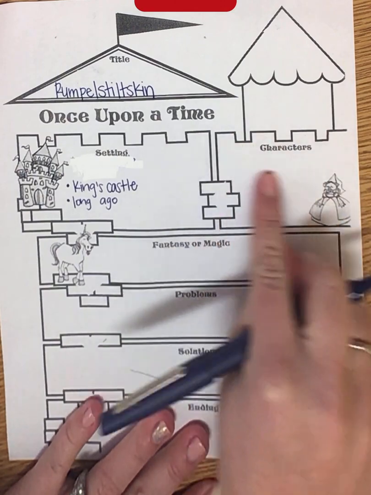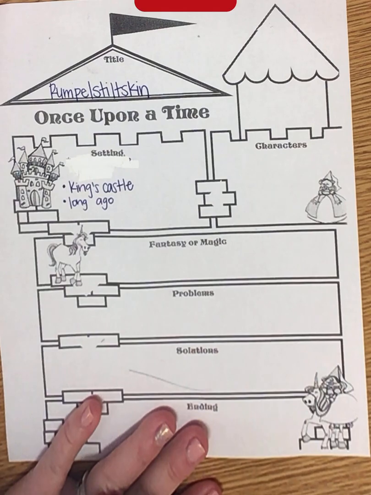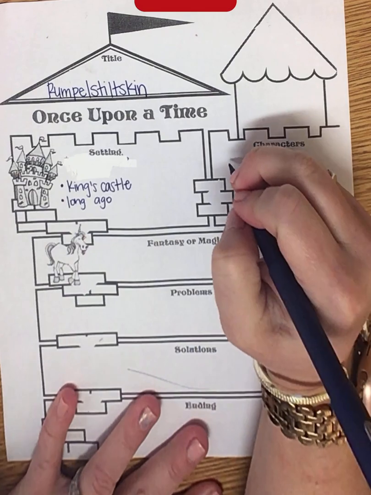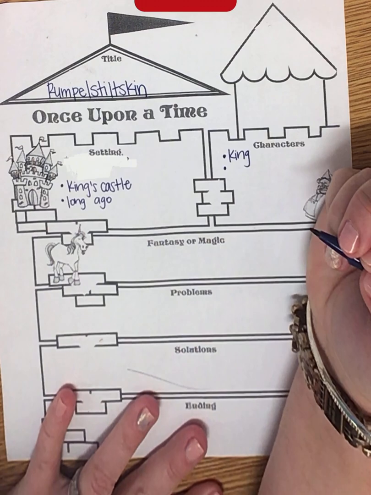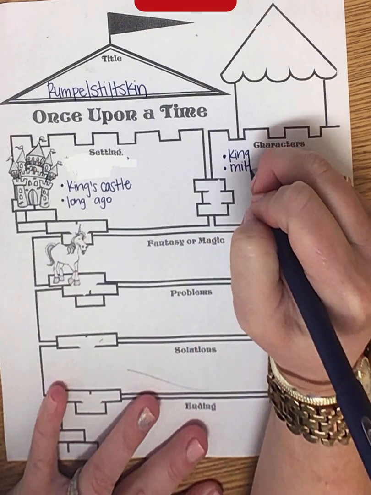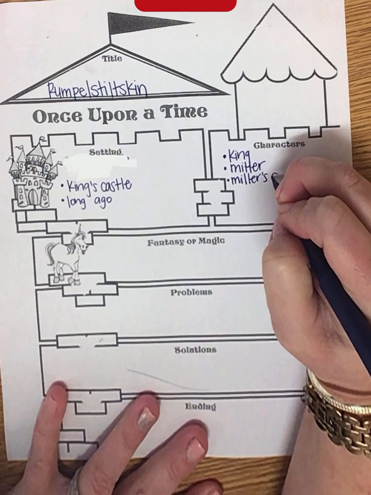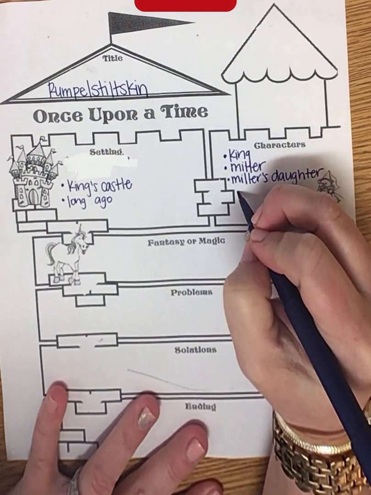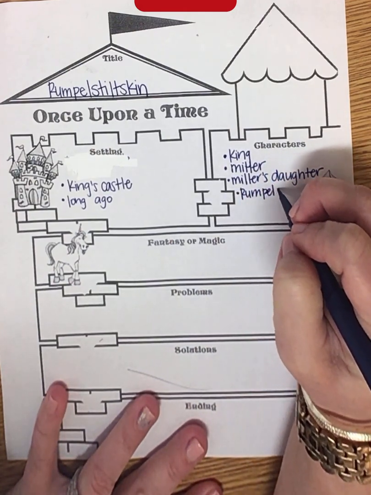All right, we know in all of our fairy tales we're going to have characters, and usually we're going to have some type of royal character. Who is our royal character in Rumpelstiltskin? Good, the king. All right, what are the other characters in our story? Good, we had the miller, the miller's daughter, Rumpelstiltskin.